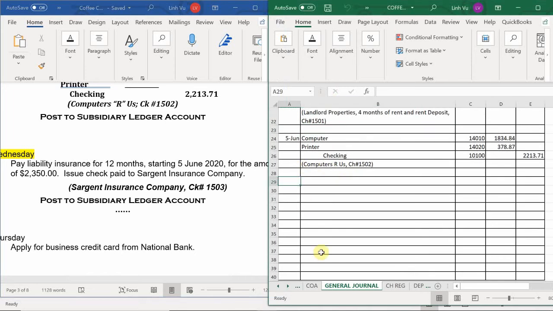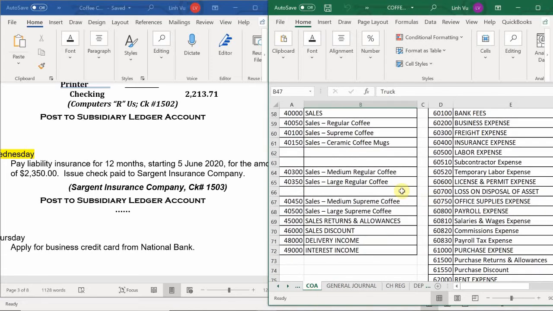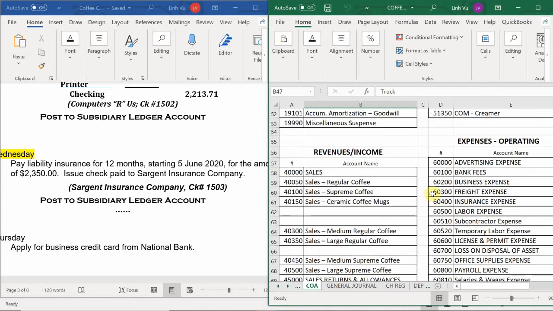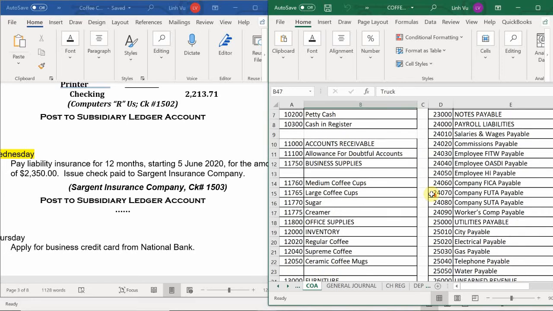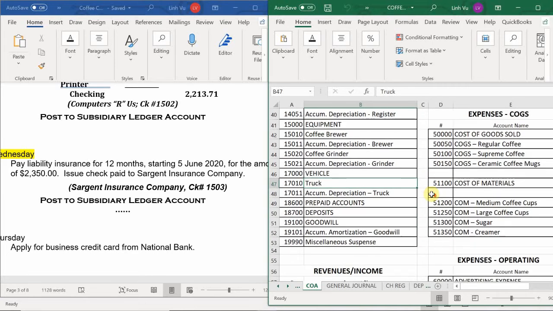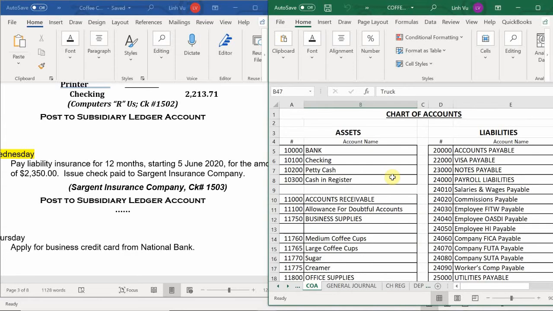So how are we going to journalize this? Let's look at the chart of accounts. Do we have an insurance expense account? Yes, it is 6,400. And we have a prepaid account, I believe it's 18,600. And of course, we're paying with a check, so it's taken out of our checking account. Let's go ahead and journalize this.